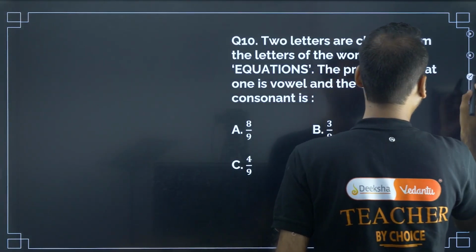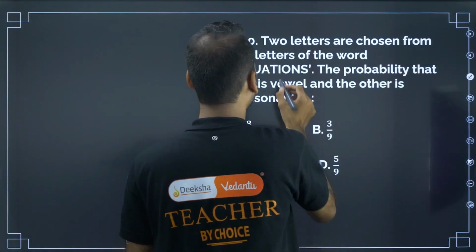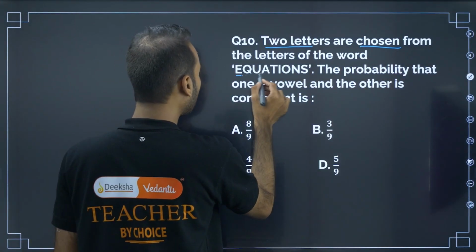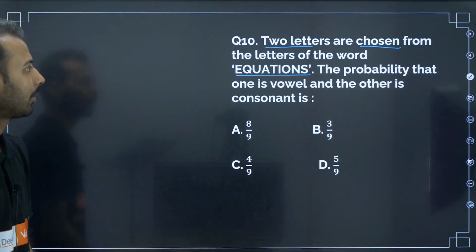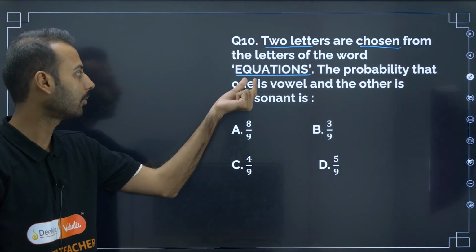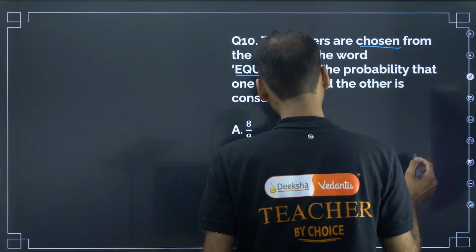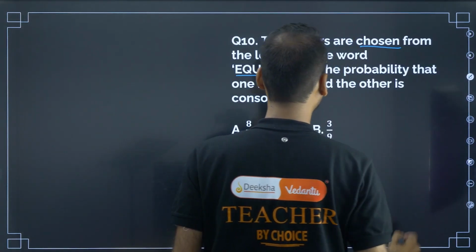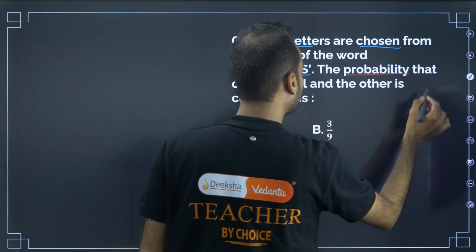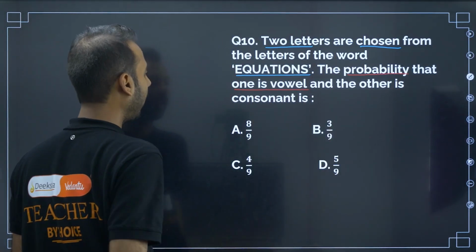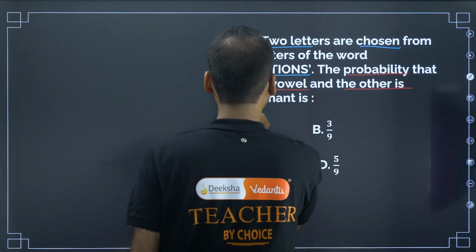Two letters are chosen from the letters of the word equation. From the word equation they are choosing two letters. What are they asking? The probability that one is a vowel and the other is a consonant.